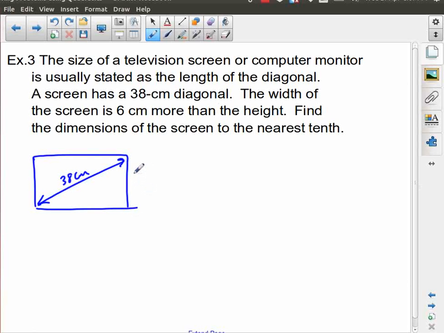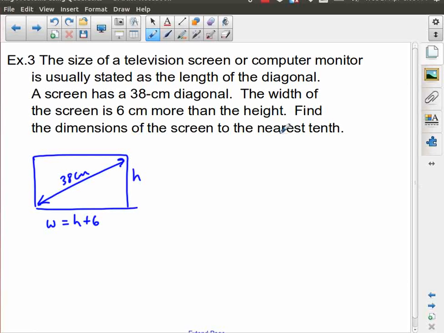The width of the screen is 6 centimeters more than the height. So if this is the height, then the width is equal to the height plus 6. That's what they're telling us here. So there's a relationship between the width and the height. Find the dimensions of the screen. What do we want here? The width of the screen is this. Find the dimensions of the screen to the nearest tenth.